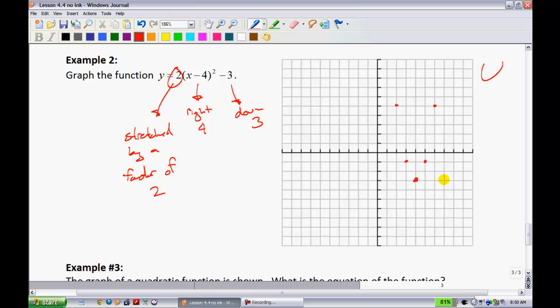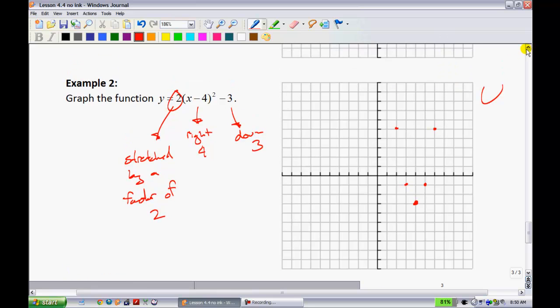So we have something that looks like that. The next one would be over 1, 2, 3, up 9 normally, but because we have the 2, it needs to go up 18, and that's not going to fit over there. But imagine where the 18 would be. It would be somewhere maybe up like that and that.